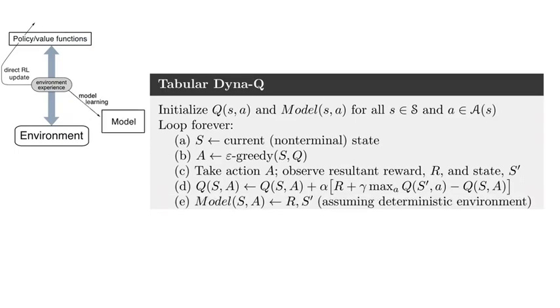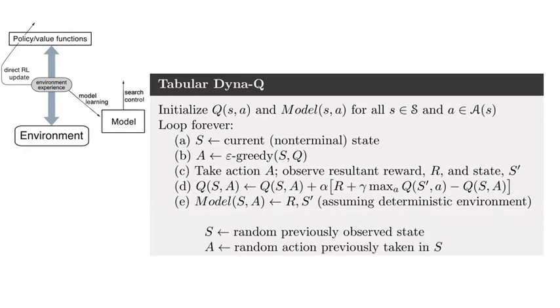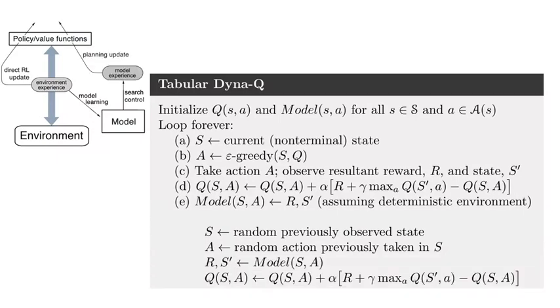DynaQ will take this transition and perform a model learning step with it. To do so, the algorithm memorizes the next state and reward for the given state action pair. This works because we assume the environment is deterministic. DynaQ then performs several steps of planning. Each planning step consists of 3 steps: search control, model query, and value update.